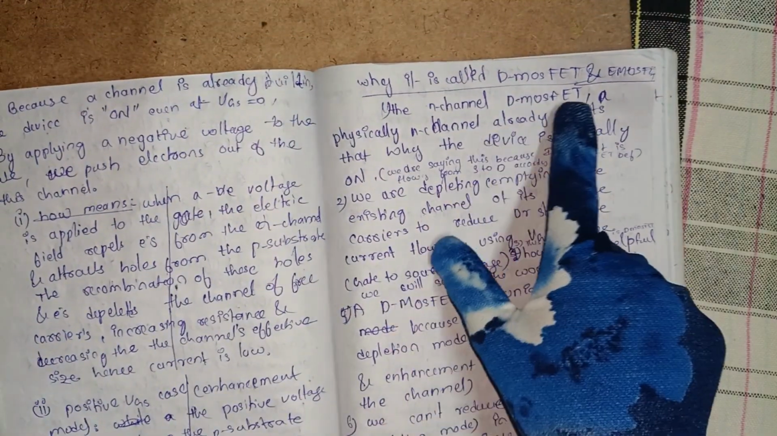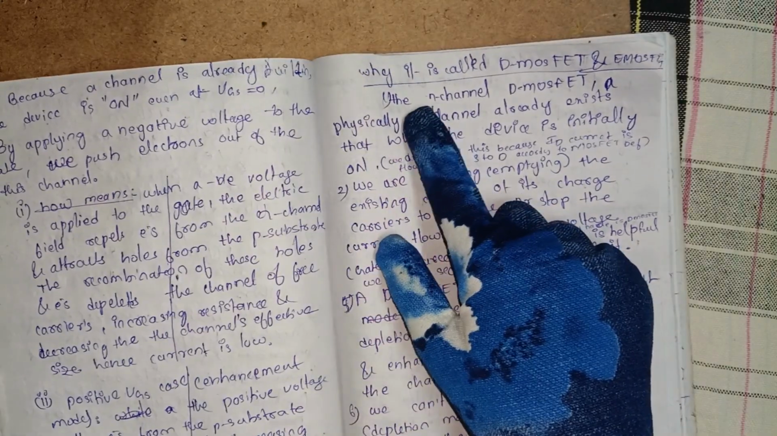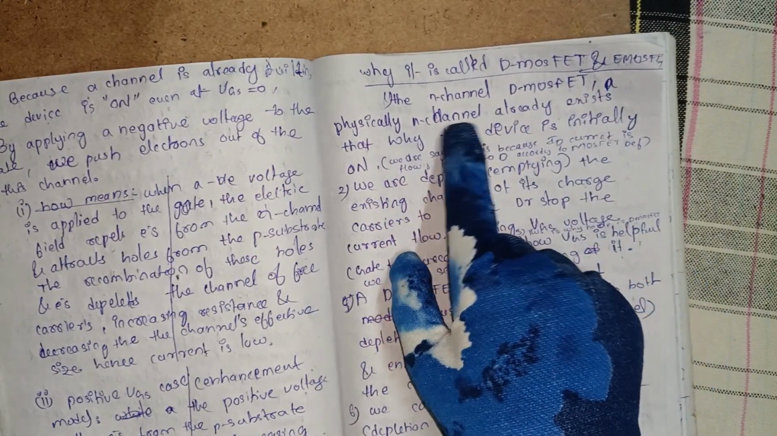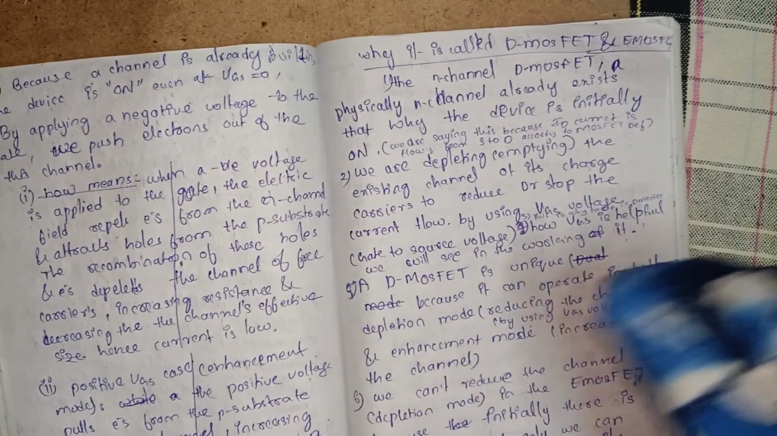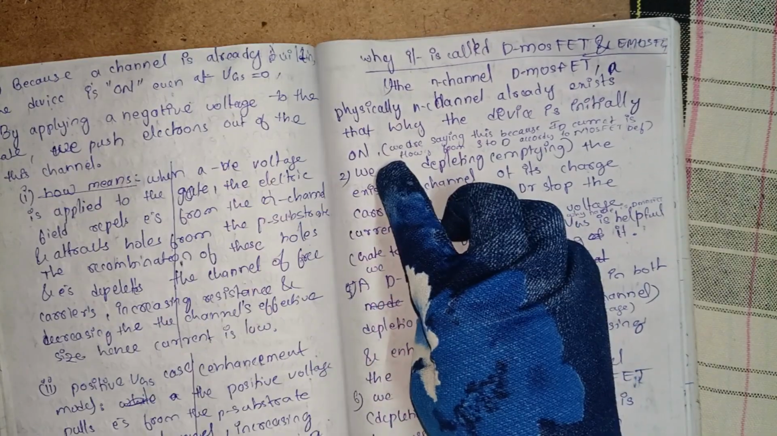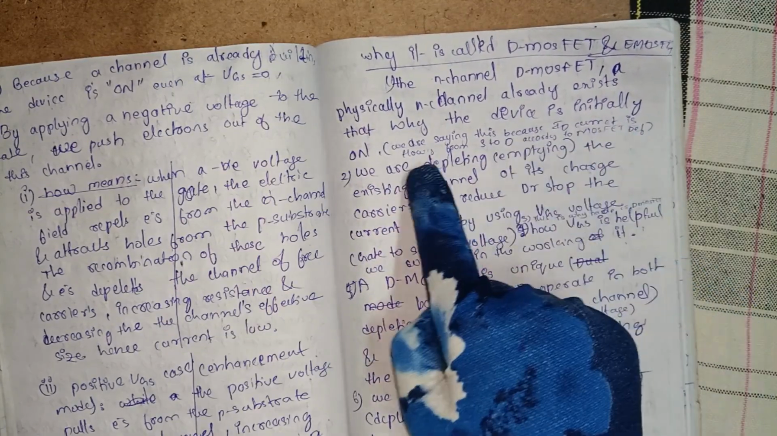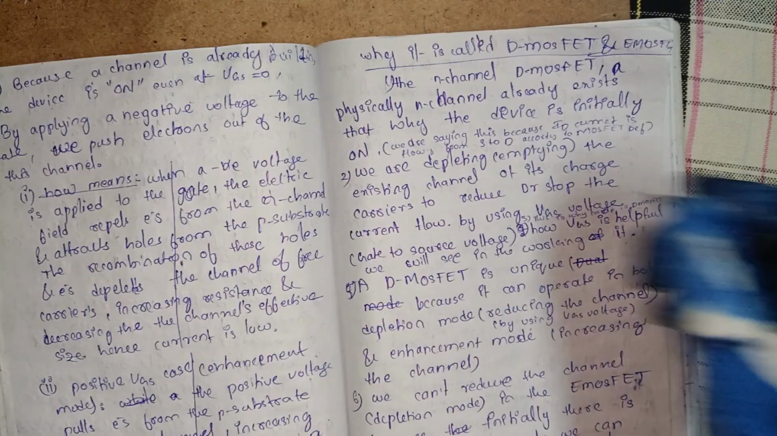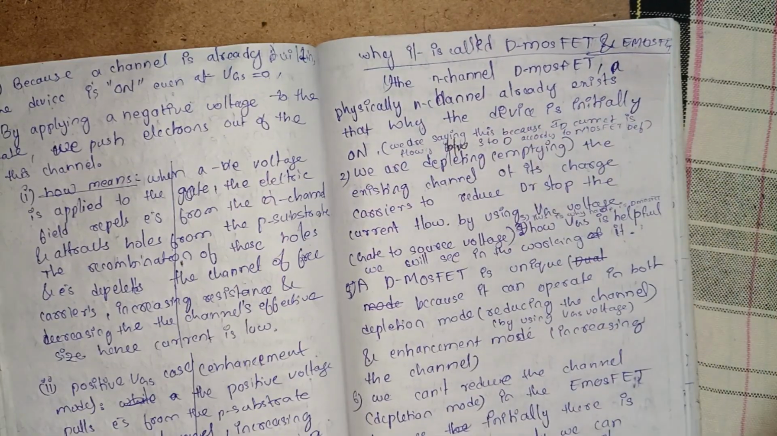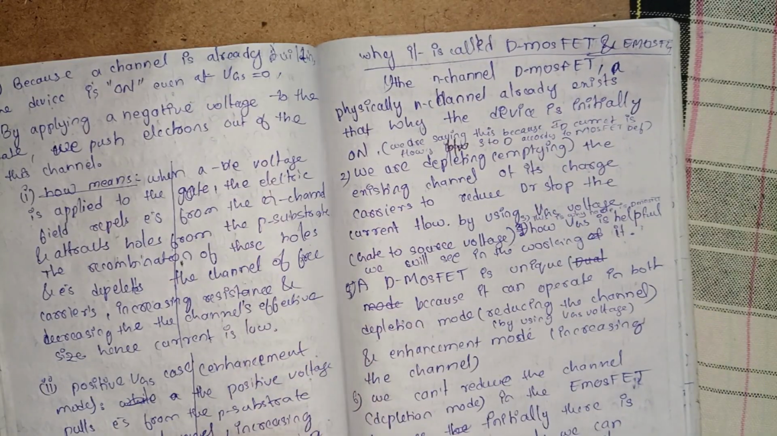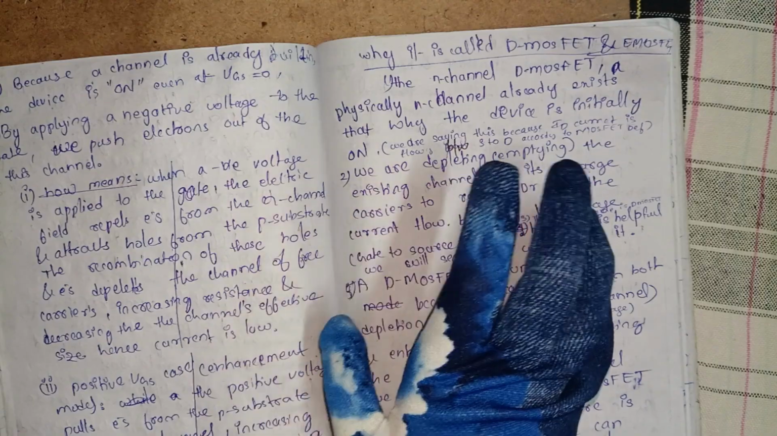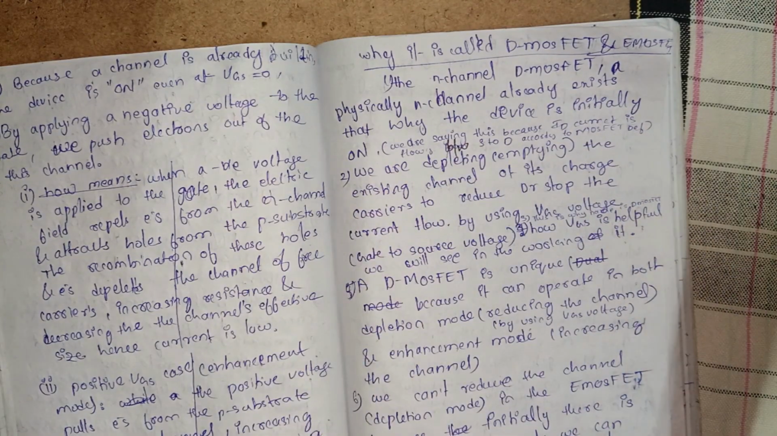So why it is called DMOSFET and EMOSFET: in the N channel DMOSFET, a physical N channel already existed, that's why the device is initially on. I have shown it in the diagram. And we are saying this because the ID current is flowing between source and drain, according to the MOSFET definition. The MOSFET definition tells us we have to apply a small voltage at the gate, so we can control the current between source and drain. Okay.